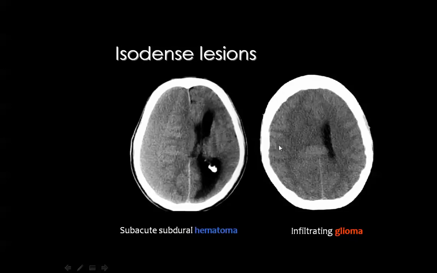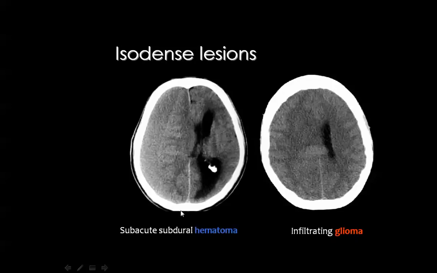In this example, you cannot see the ventricle, which is compressed, and you cannot see the cause of ventricular compression. Whenever you are confronted by an isodense lesion producing a mass effect on the CT scan, remember that the differential diagnosis is most likely one of two: either the subacute subdural hematoma or an infiltrating glioma.